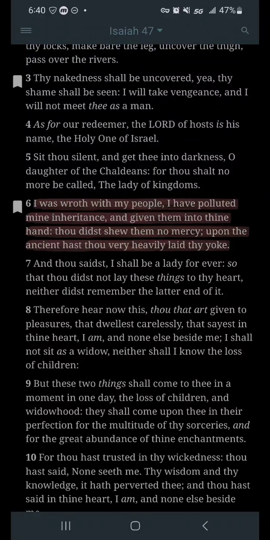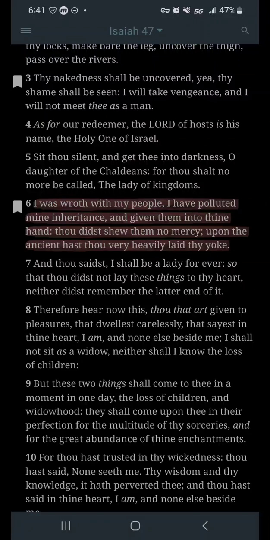Verse 6, I was wroth with my people, I have polluted mine inheritance, and given them into thine hand. Thou didst show them no mercy. Upon the ancient hast thou very heavily laid thy yoke, and thou saidst, I shall be a lady forever, so that thou didst not lay these things to thine heart, neither didst remember the latter end of it, right?